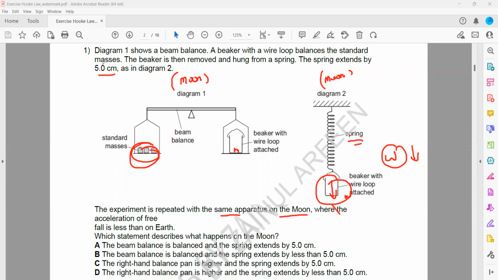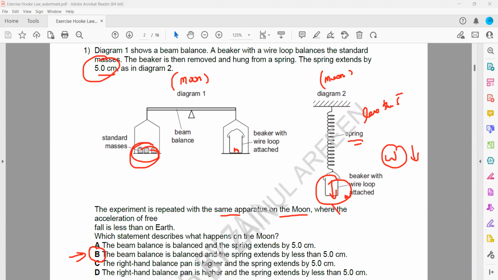So on Earth, if it was extended by 5 centimeters, on the surface of the moon the extension will be less than 5. So the beam will be balanced, but the extension will be less than 5. Which is the right answer? The beam is balanced and spring extended by 5? No. The beam will be balanced and the spring extended less than 5 centimeters. Why is the beam balanced? Because the mass does not change.